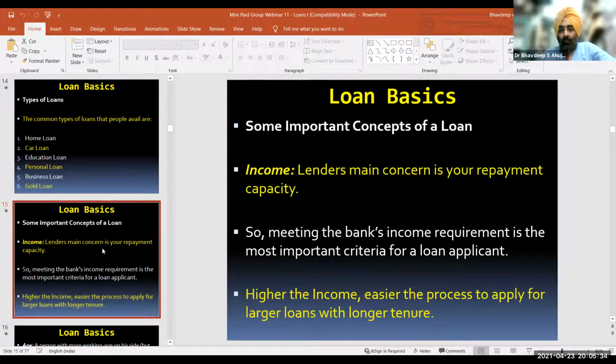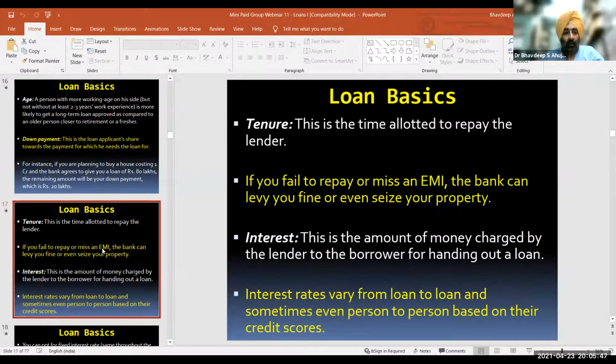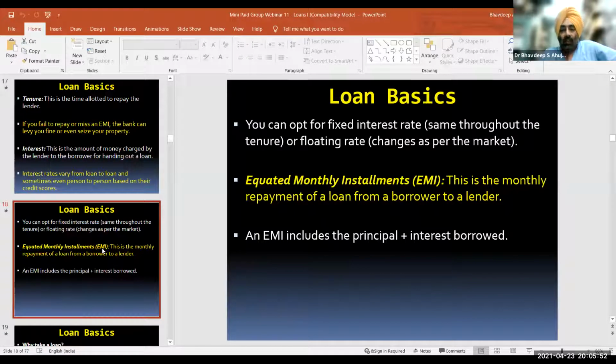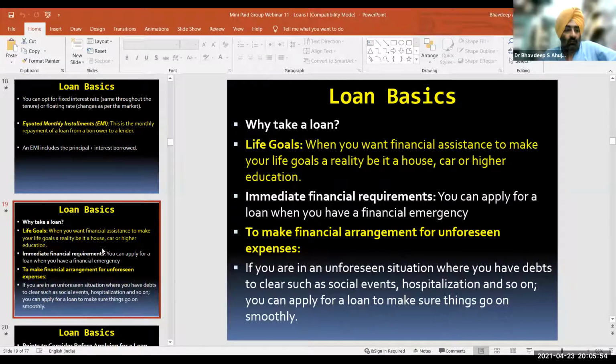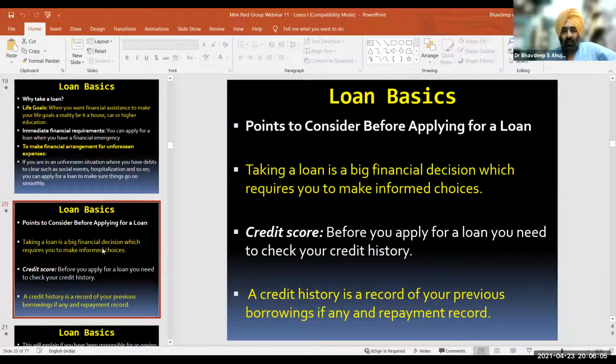Then the different components of a loan we discussed: the income component. What is your income criteria when the bank decides whether you can take up the loan or not? The age criteria, the down payment you pay, the tenure part, the interest to be charged by them, and the EMI, which happens at the end or at the start of the loan period. Then why do we take a loan? For different goals in our life, for urgent requirements, or maybe hospitalization, many other reasons.